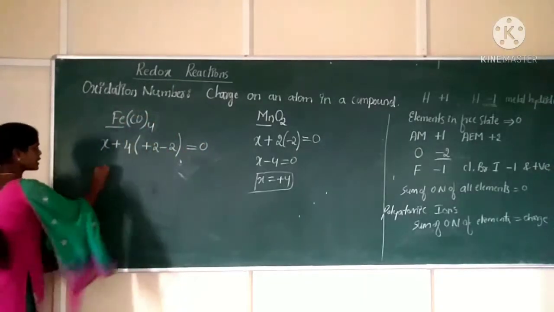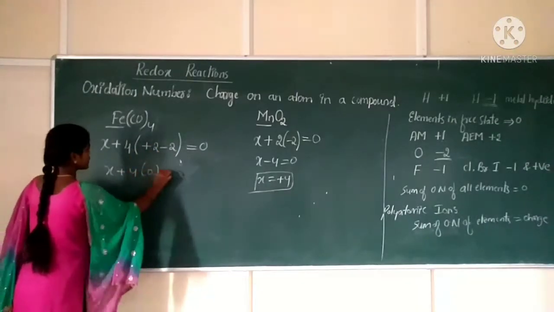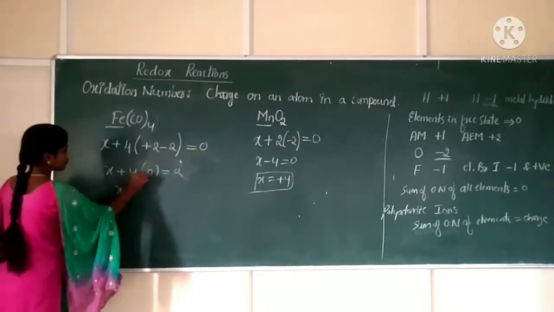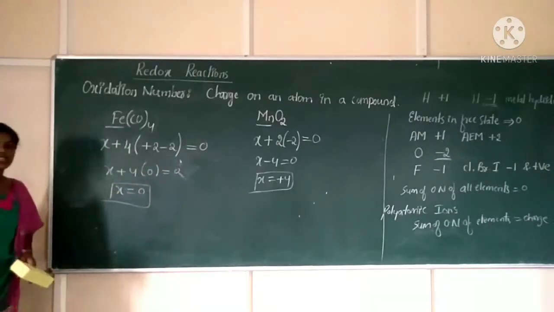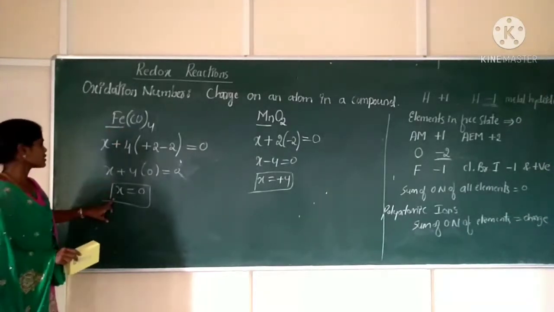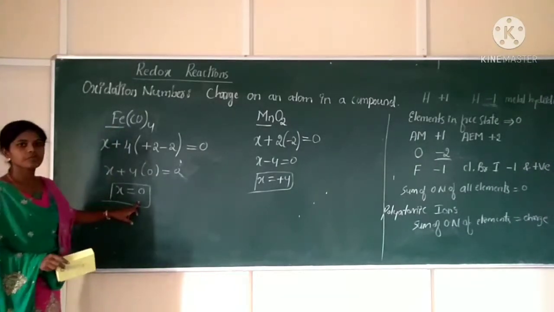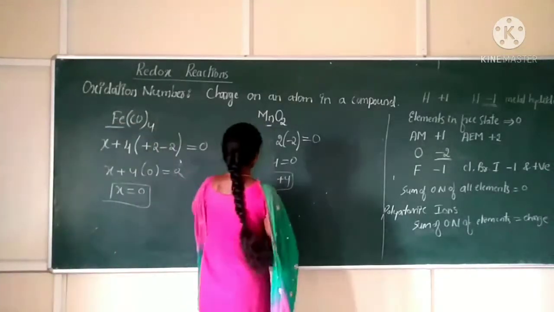Now X + 4 into (+2 - 2) = 0. So 4 into 0 is 0, and X = 0. So what is the oxidation state of iron in this carbonyl compound? The oxidation state of iron is 0. Okay. Next example.